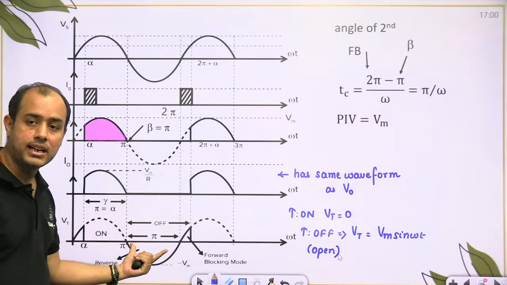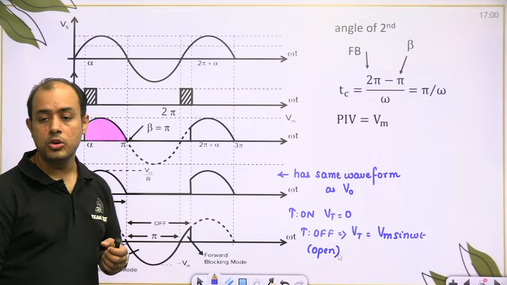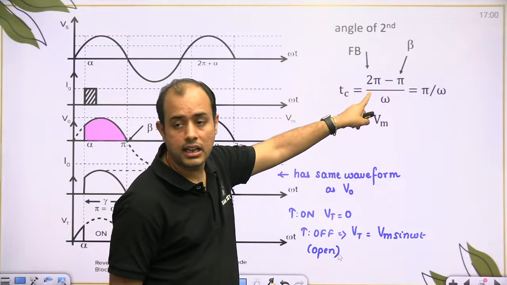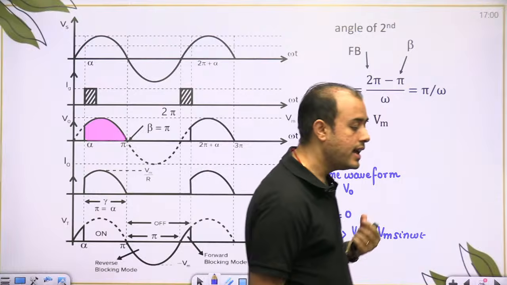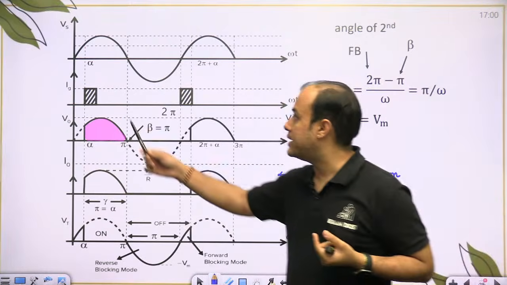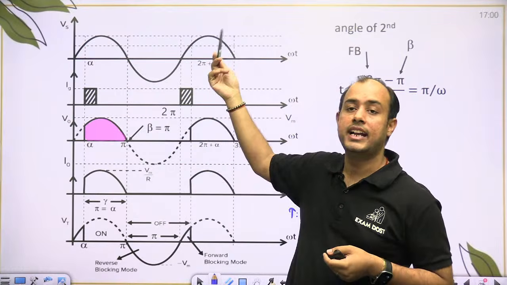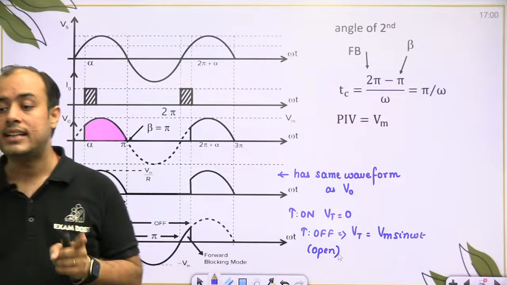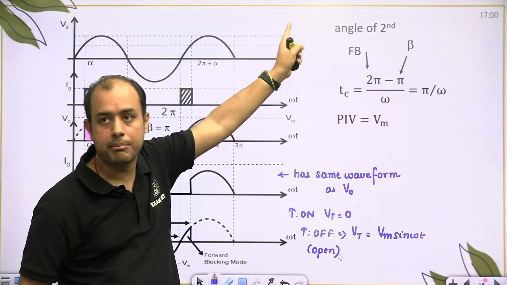I know the angle is pi, so time will be pi by omega. How to derive this? First check the angle of second forward biasing. Second forward biasing means SCR gets forward biased during the positive cycle at 0. Next time it will be forward bias at 2 pi. I'm not saying when does it conduct. I'm just saying second forward biasing.